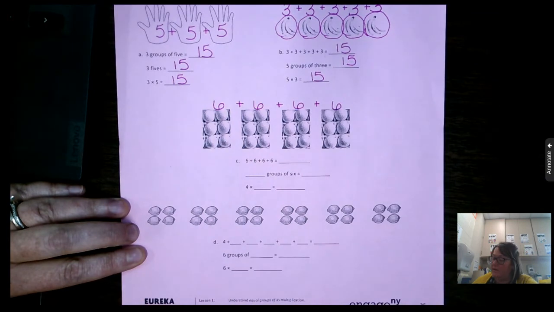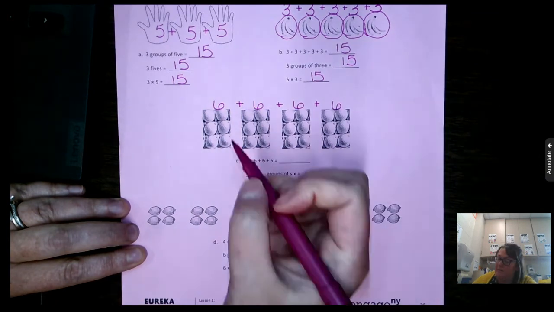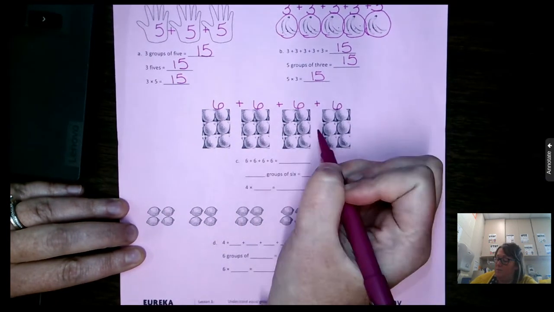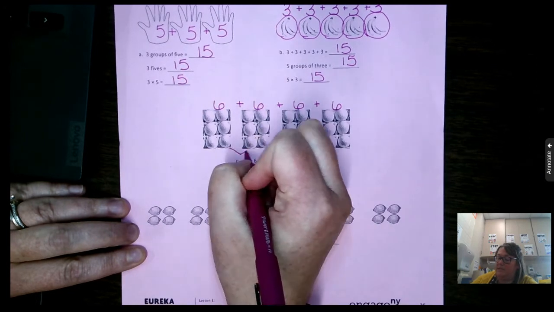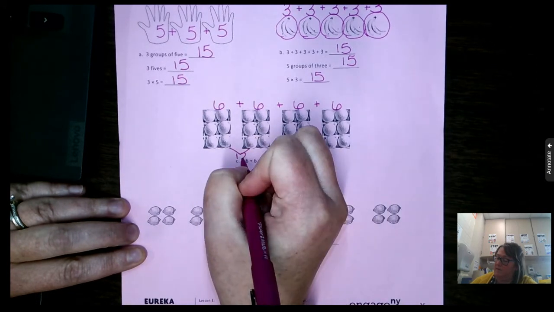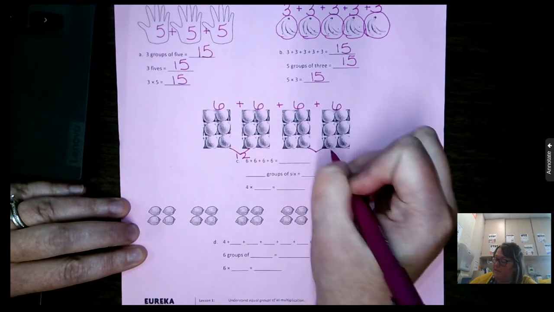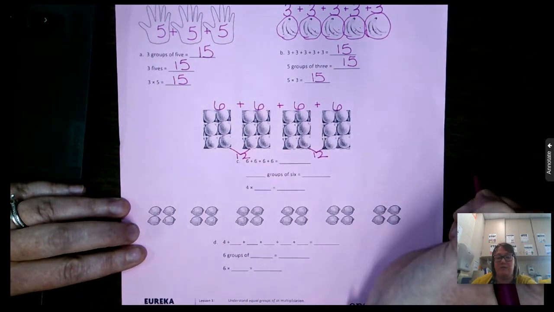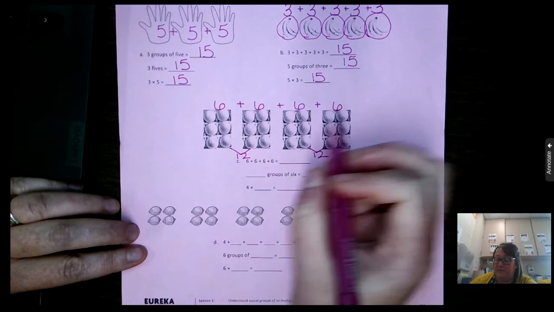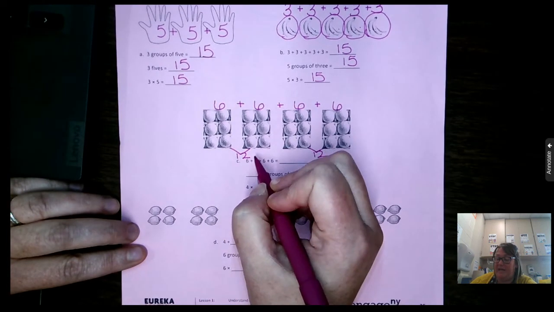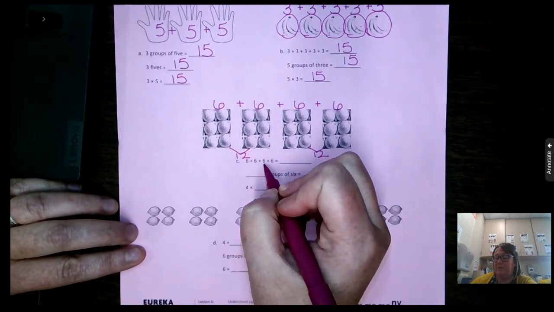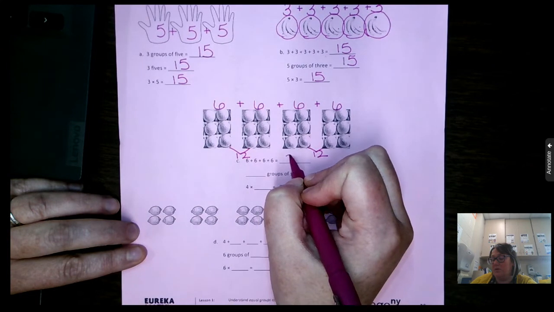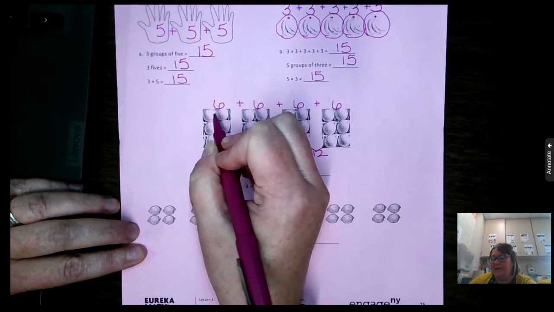Okay? And we're going to add those together. So again, we could do 6 plus 6 is 12, 6 plus 6 is 12, and 12 plus 12 is 24. Awesome job. And here, if you see right here, we have the same thing that we have up there. 6 plus 6 plus 6 plus 6 equals 24.